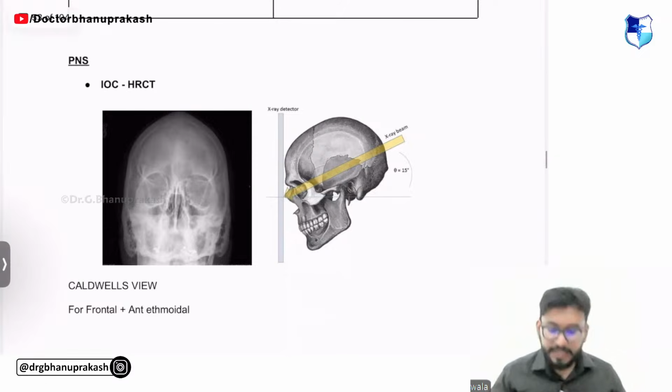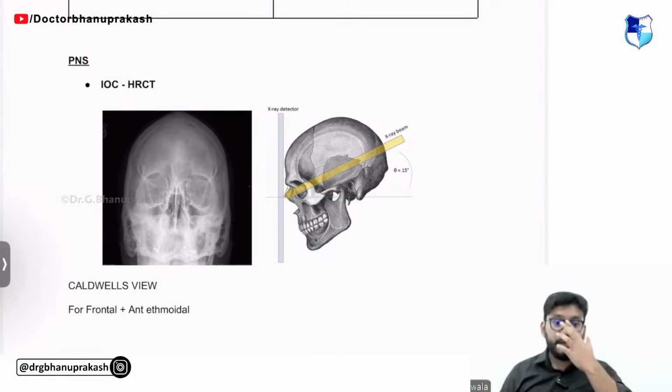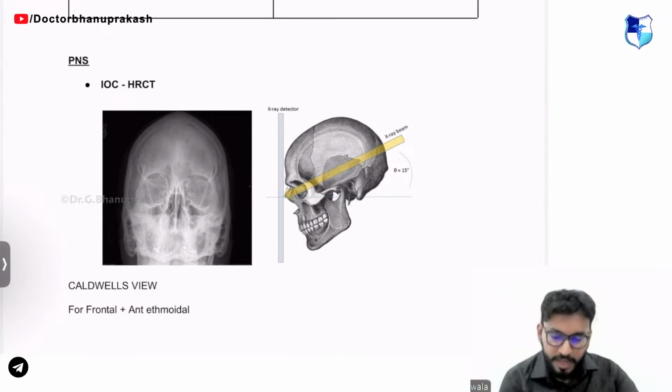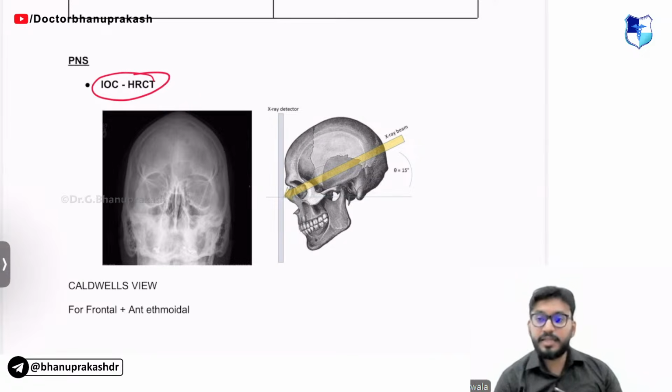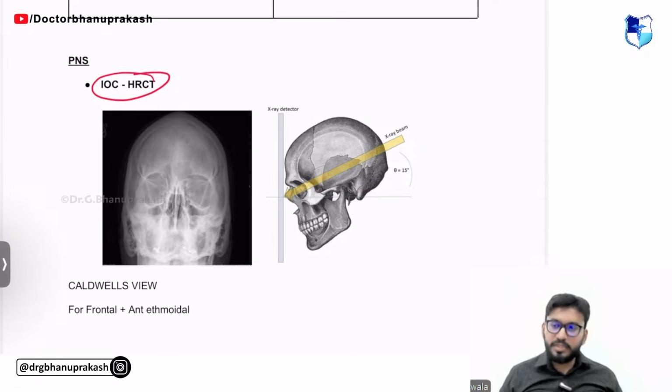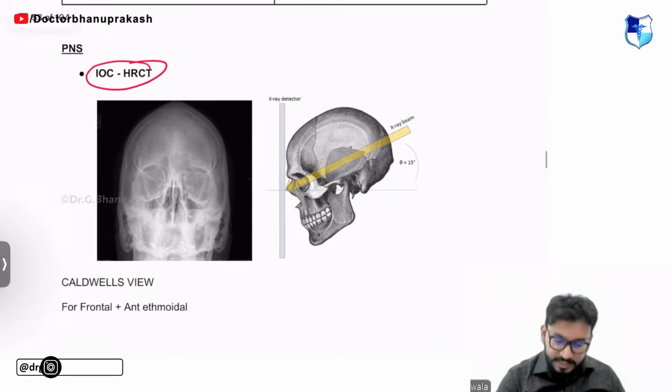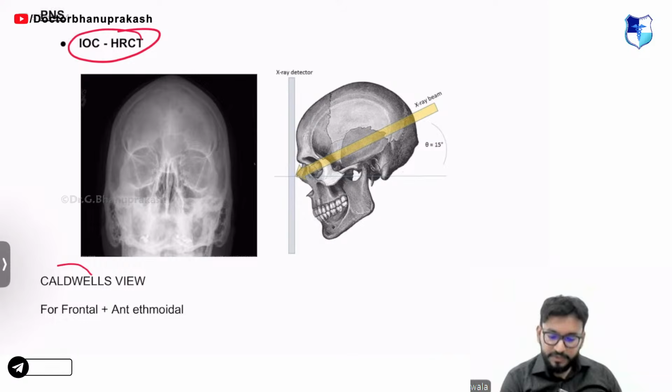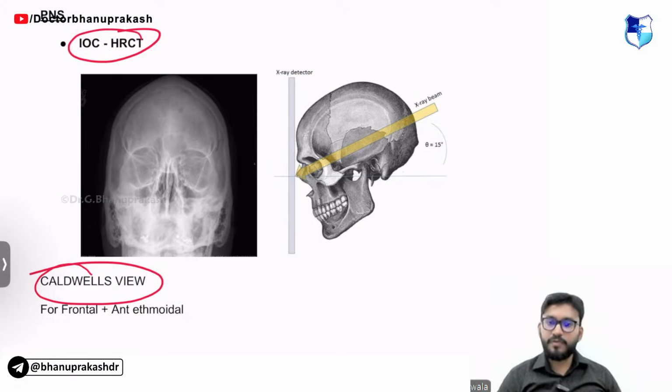Okay, guys, paranasal sinuses. Just quickly, let's breeze through them. Investigation of choice is an HRCT. Remember, investigation of choice is HRCT for paranasal sinuses. The views of these X-rays are asked. This is Caldwell's view. What is Caldwell's view?